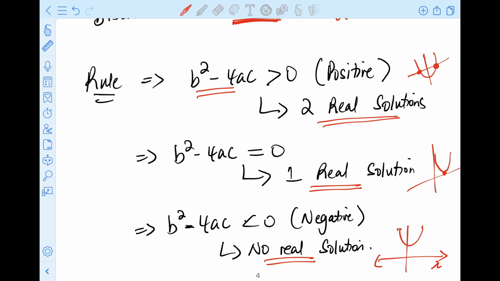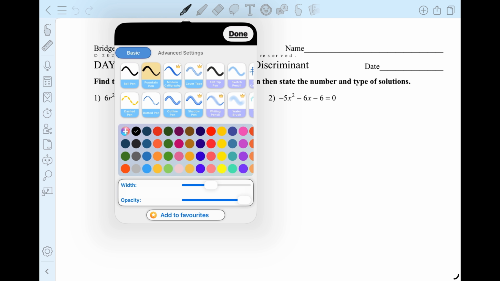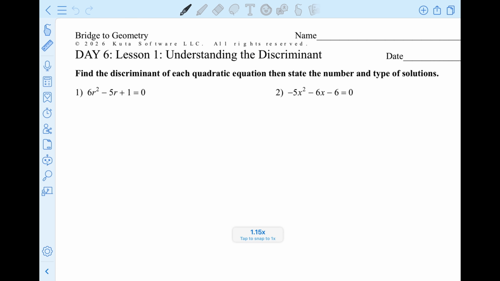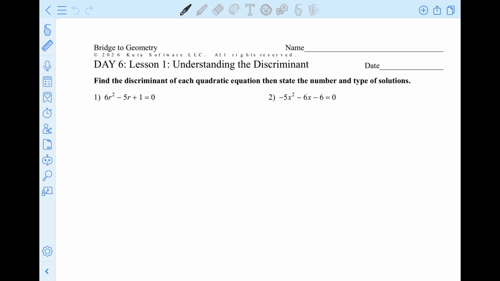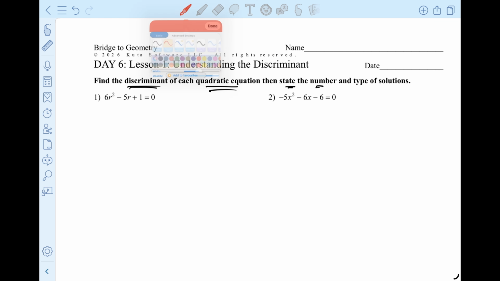All right. Now, I think that's the end of that part. Let's do some examples. All right, so we're looking at a few examples here. I really don't need to do too much for this, right? I just want to show you guys the best practices for doing it. So the instruction says, find the discriminant of each quadratic equation, then state the number and type of solution. Okay, so let's look at it together.